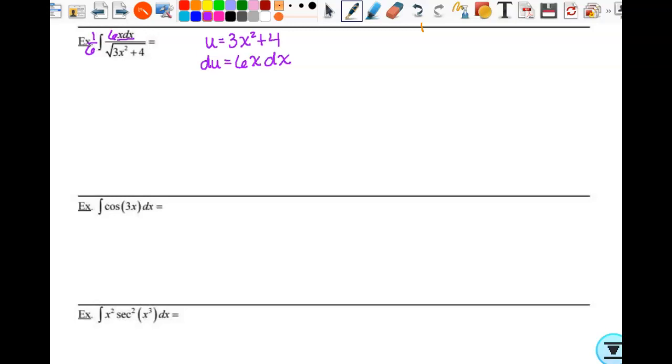Everybody understand why I did what I did? You could go straight to the 1/6, as long as you don't forget that 6. I could have done it in the next step, but I want to make sure it makes sense. Okay, so I have the integral of 1/6. This 6x dx is going to be my du, which I'm not going to put in the numerator, we'll put it out to the side. So that gives me 1 over the square root of u, and then du.